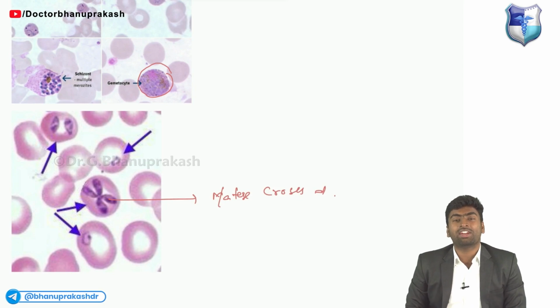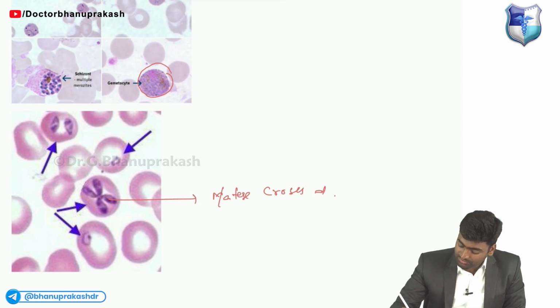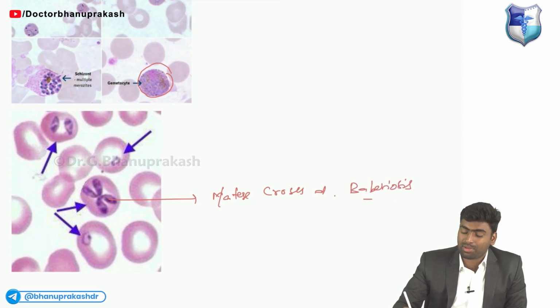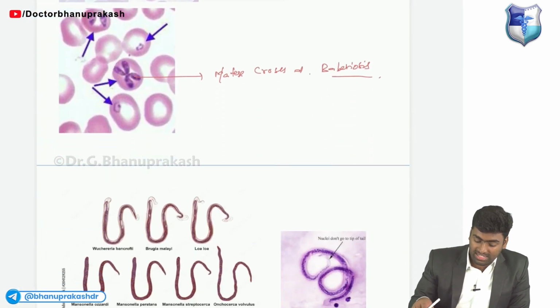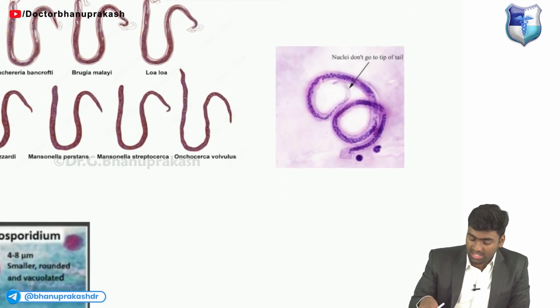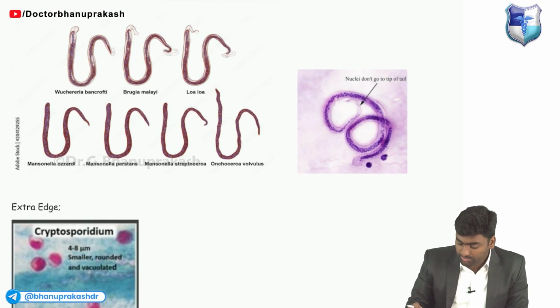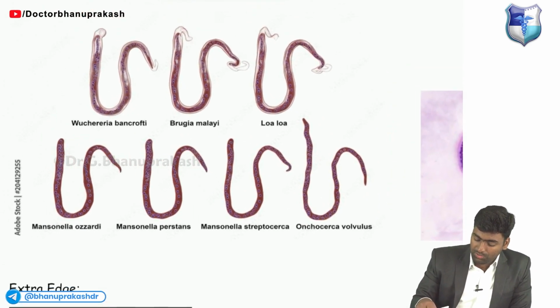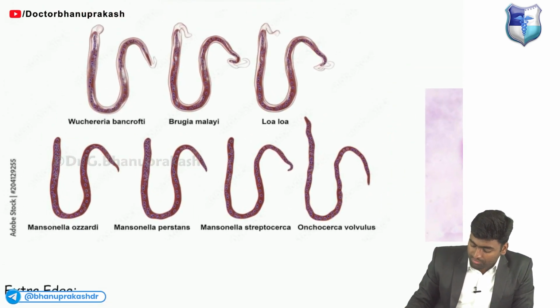where will you see this Maltese cross appearance, guys? In RBC, in which infection will you see this Maltese cross appearance? You will see it in a case of babesiosis. Good, guys. Then about this last slide, you need to differentiate between this type of organisms.